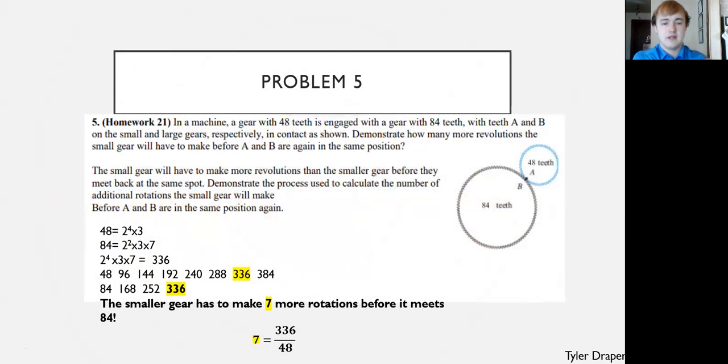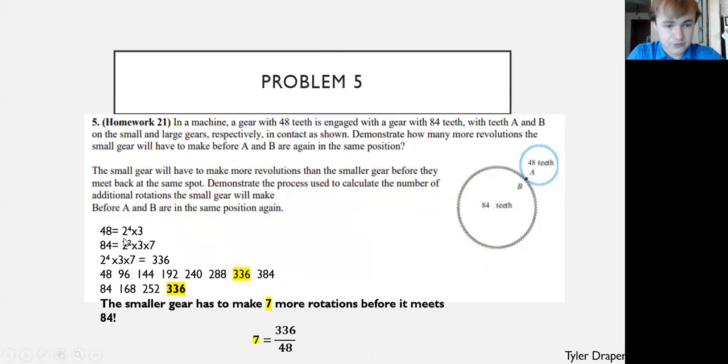Problem 5. This is the least common multiple problem. So it says in a machine, a gear with 48 teeth is engaged with a gear with 84 teeth, with teeth A and B on the small and large gear. We're basically looking to see when is the next time 48 and 84 will meet again.